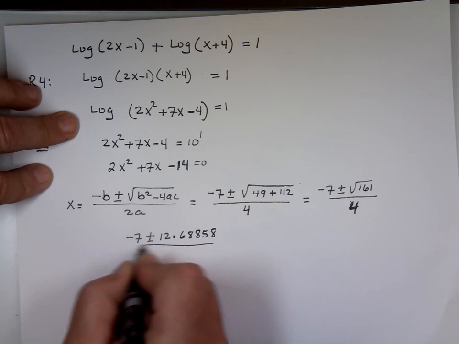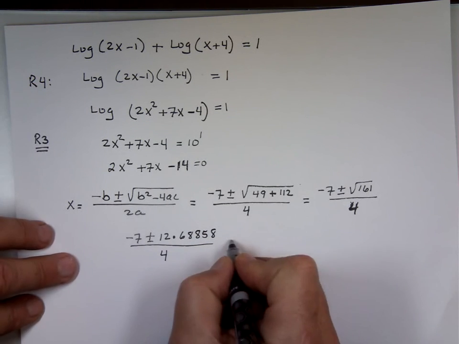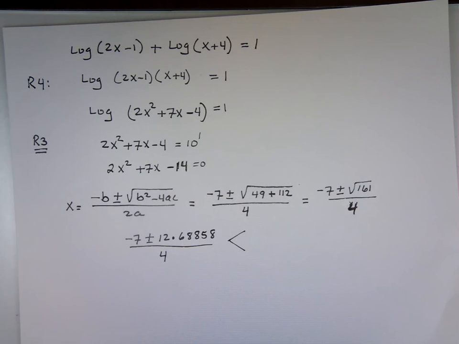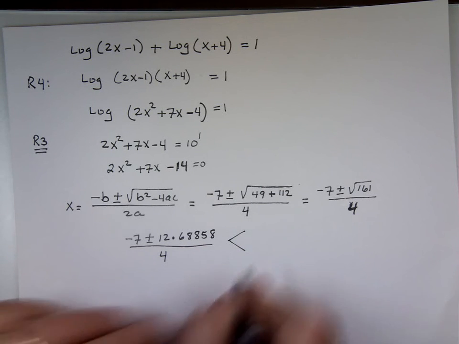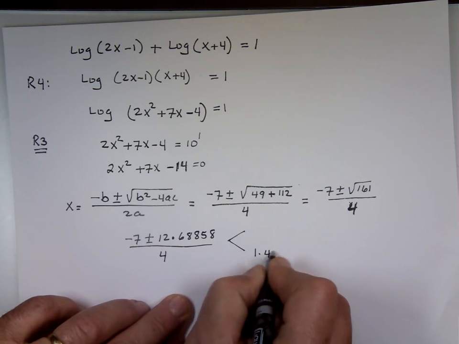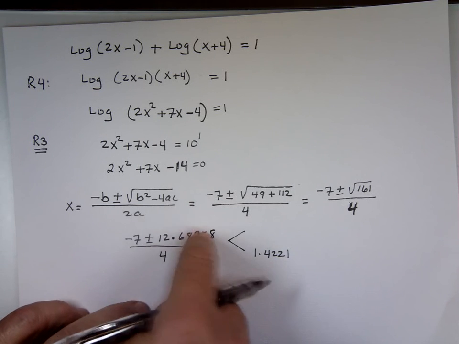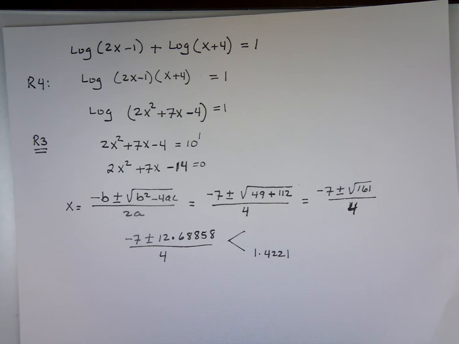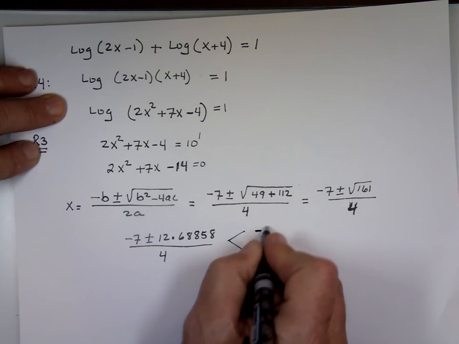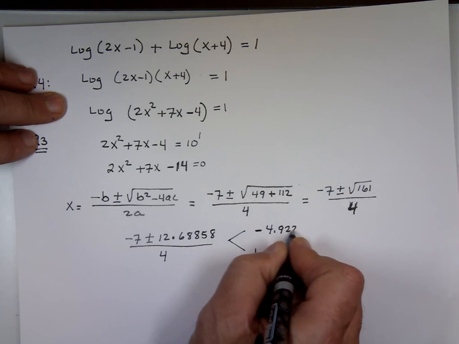Divided by 4. So one solution is going to be what? One solution is going to be positive 1.4221. That's when I use negative 7 plus. The other one, negative 7 minus 12.68858 divided by 4, negative 4.922. And that would be rejected.